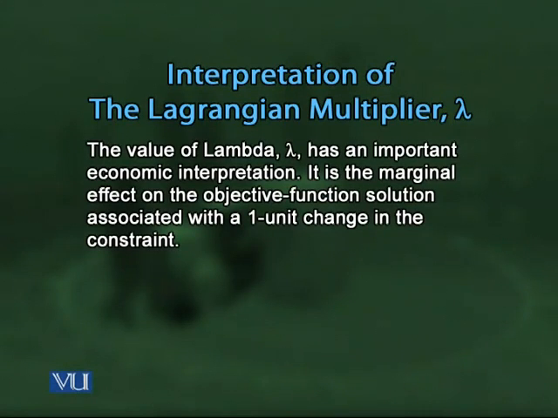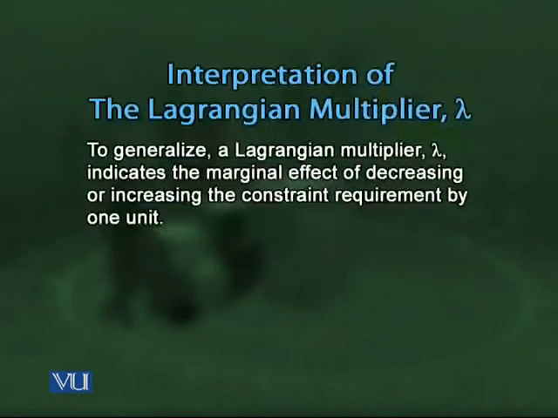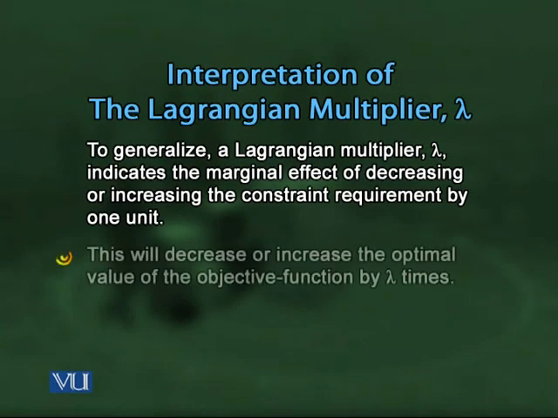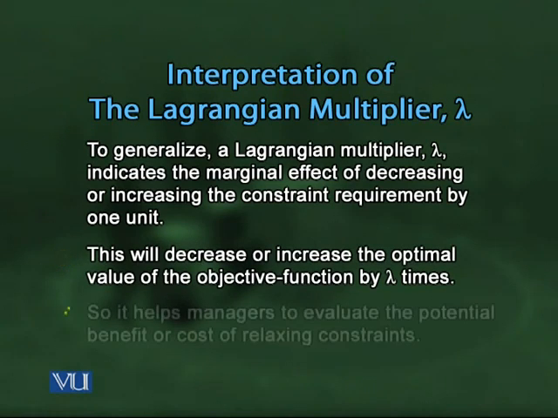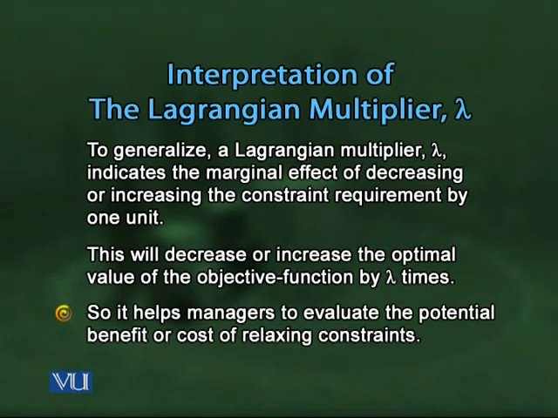It is the marginal effect on the objective function solution associated with a 1 unit change in the constraint. To generalize, we can say that the Lagrangian multiplier lambda in this case indicates the marginal effect of decreasing or increasing the constraint requirement by 1 unit. This will decrease or increase the optimal value of the objective function by lambda times. So we can say that this concept of the Lagrangian multiplier method helps managers to evaluate the potential benefit or cost of relaxing a constraint.